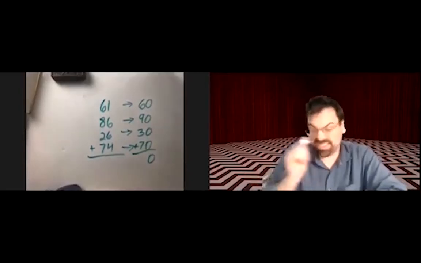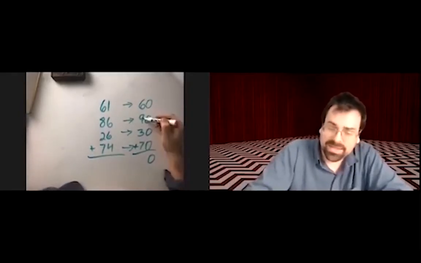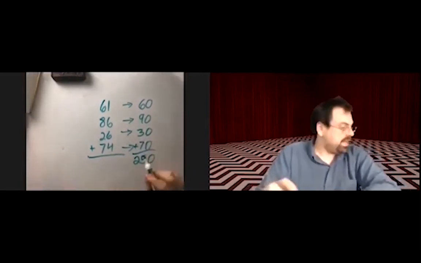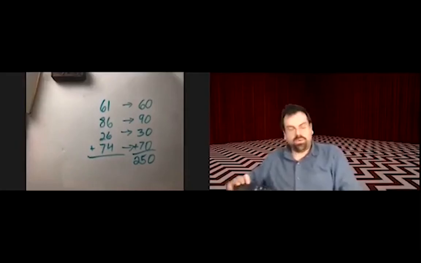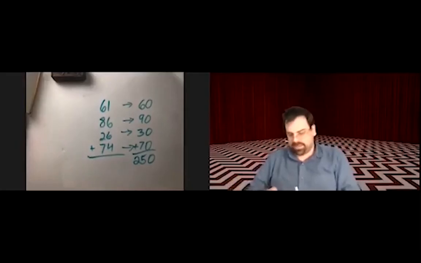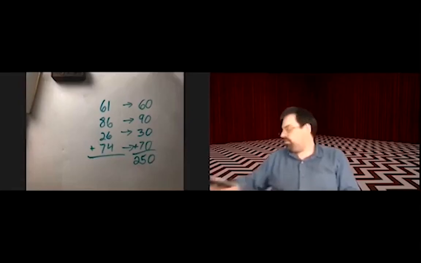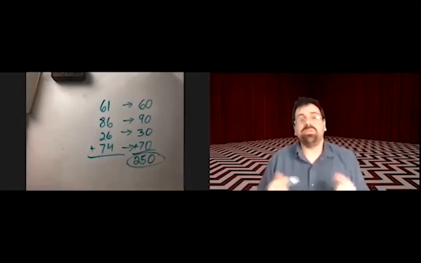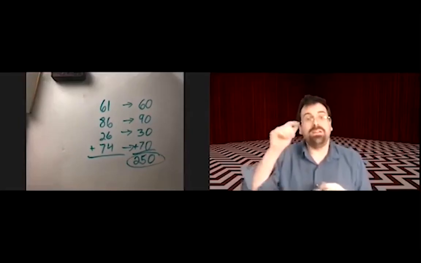Add a bunch of zeros, you get 0. 6 plus 9 is 15. 16, 17, 18, 19, 20, 25. And what was, I erased it and I don't remember, so I'm going to cheat. Don't tell the teacher. 247 is the exact answer. So that's darn close. And that's what you want an estimate to be. You want it to be darn close.